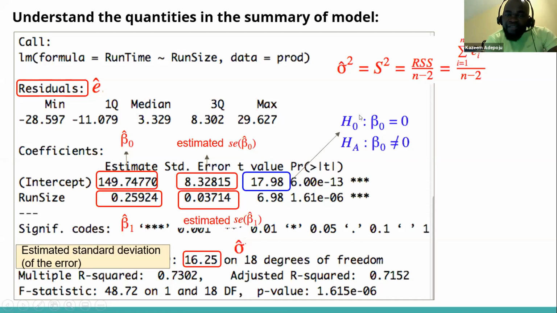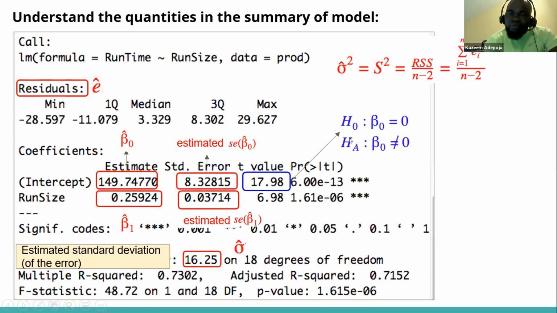After writing this out, the test statistic value that we're going to use, I'm going to show you. The test statistic value is supposed to be our beta naught cap divided by the standard error of beta naught cap. It is this guy here divided by this guy here. That is the formula. So if I want to do that, I'm going to do 149.74770 divided by 8.32815, and that gives us 17.98.